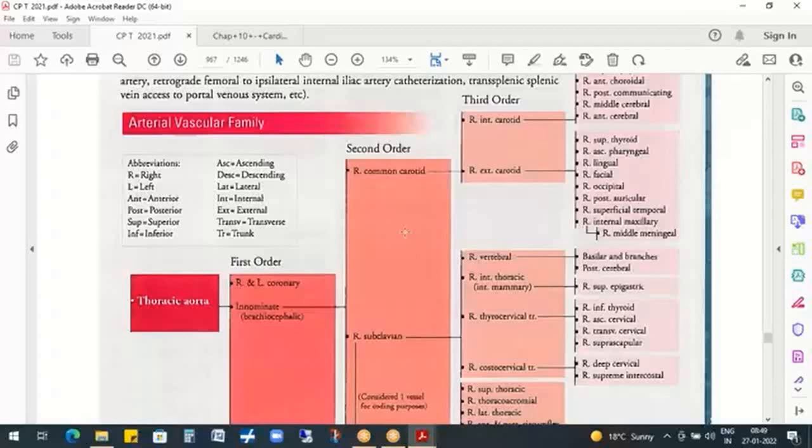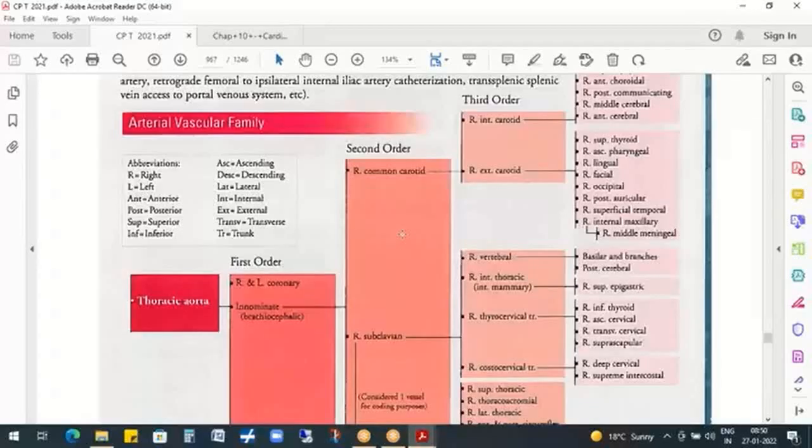Selective catheter placement, arterial system, initial third order or more selective thoracic or brachiocephalic branch within vascular family. Third order. That means in a simple way, 36215 is for first order, 36216 is for second order, 36217 is for third order.